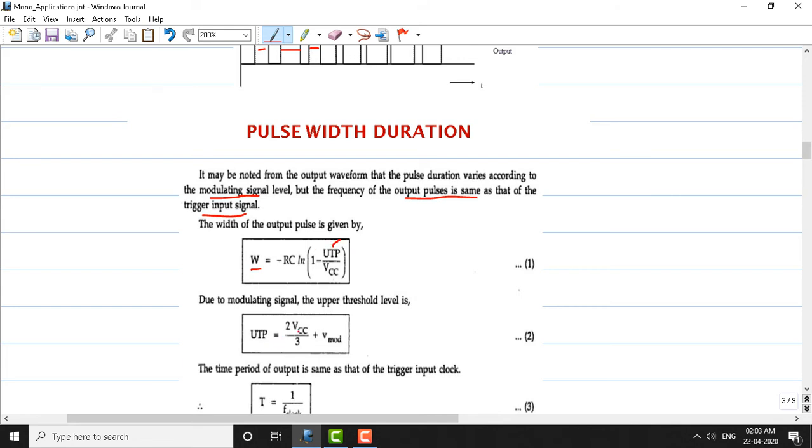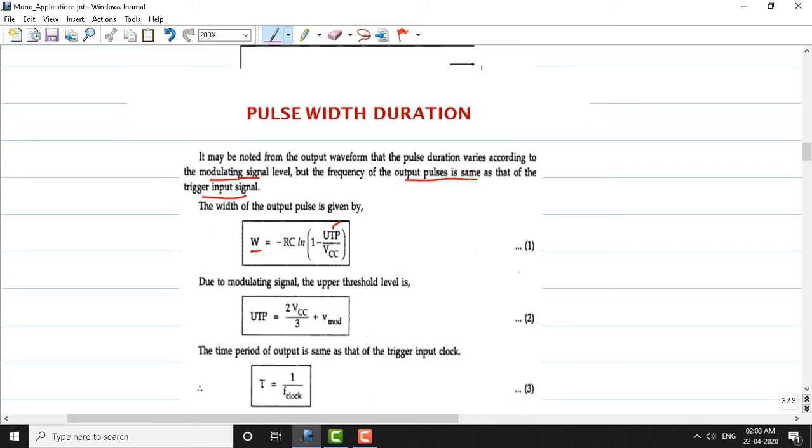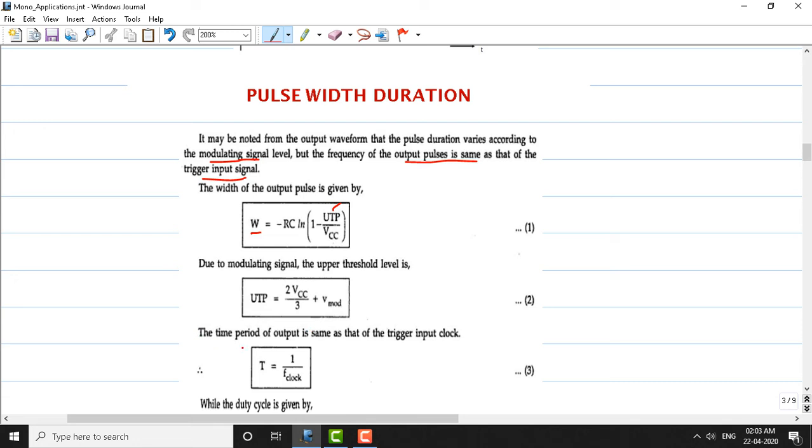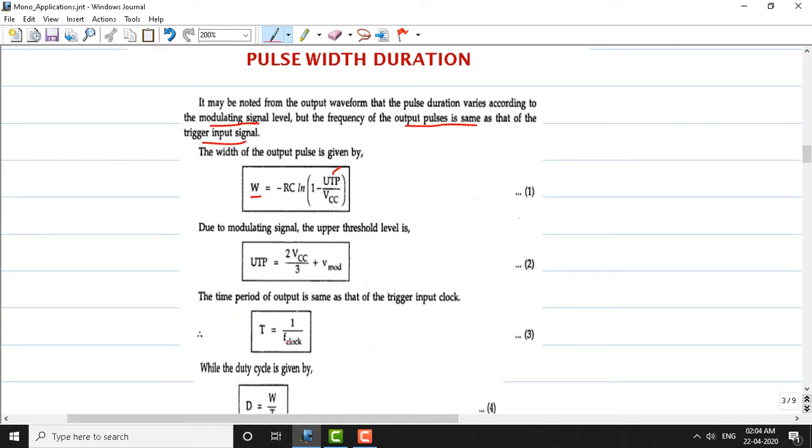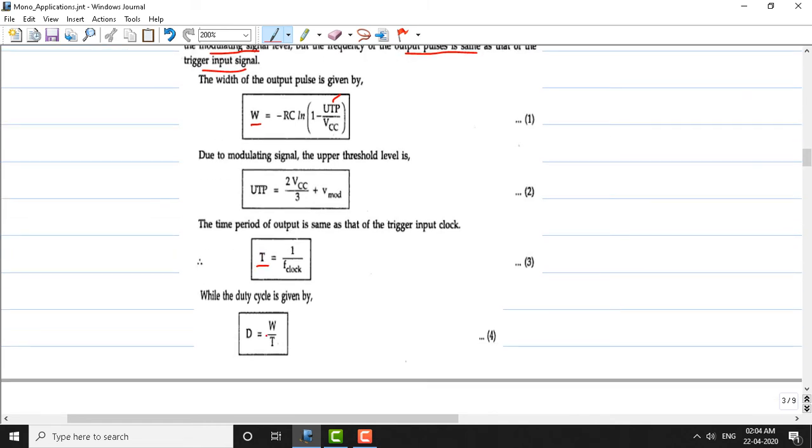UTP is given by 2/3 VCC plus the amplitude of the modulating signal. And the time period expression is given by T = 1/f_clock, that's nothing but the trigger input clock. If you take the reciprocal of the trigger input clock, we can obtain the time period, capital T. One more important thing is the duty cycle.